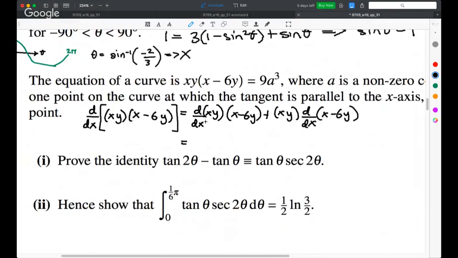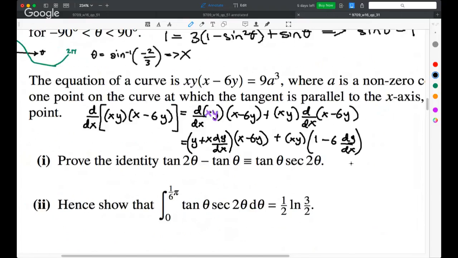Well, what's this? d dx of xy, this again is a product of two things. So d dx of x is just 1, plus, so this is another function, x and y. So it will be d dx of x times y is y, plus x d dx of y, which is just dy dx, times x minus 6y, plus xy. And then again, I differentiate this with respect to x. The first thing just becomes 1. And this is minus 6 dy dx.